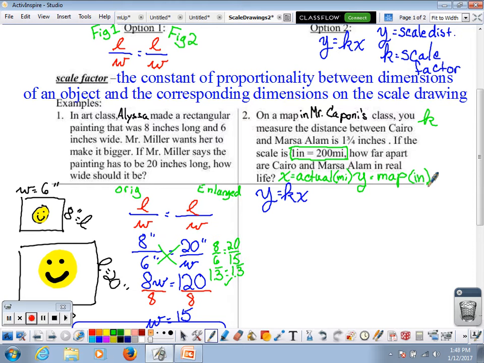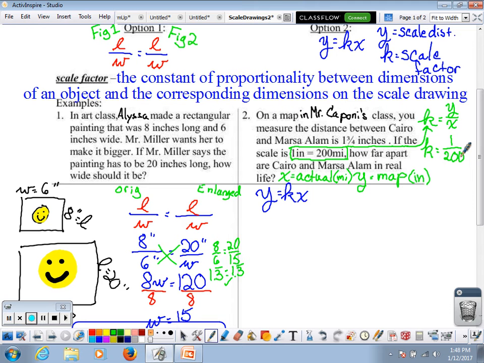Well, k is the scale factor. How did we find k last unit? How did we calculate k, Jake? Very good. Y divided by x. Well, guys, right here, 1 inch equals 200 miles. This is our scale factor. This is our k. So our k is going to be equal to the y, the map, inches, which is 1 inch, over, in place of x, the actual distance, which is 200 miles.